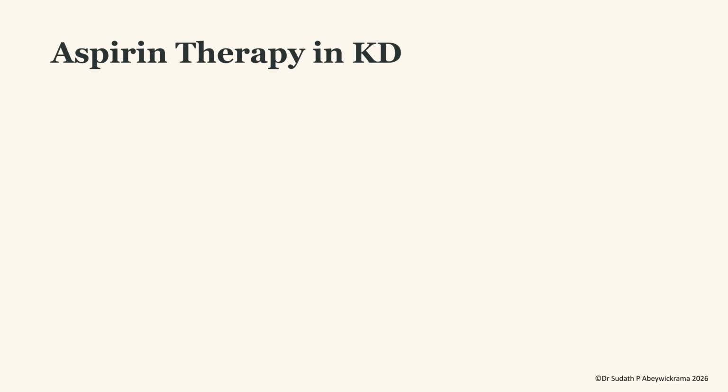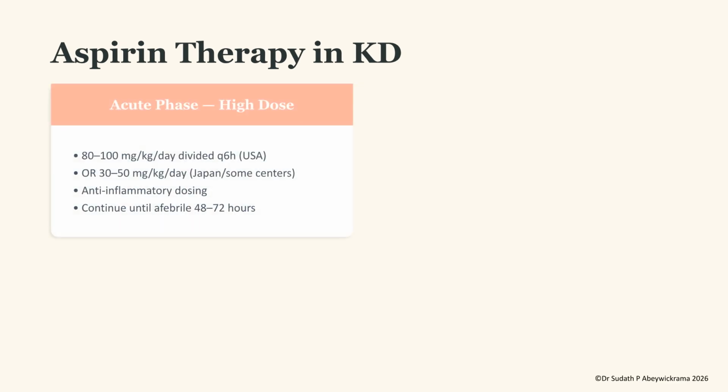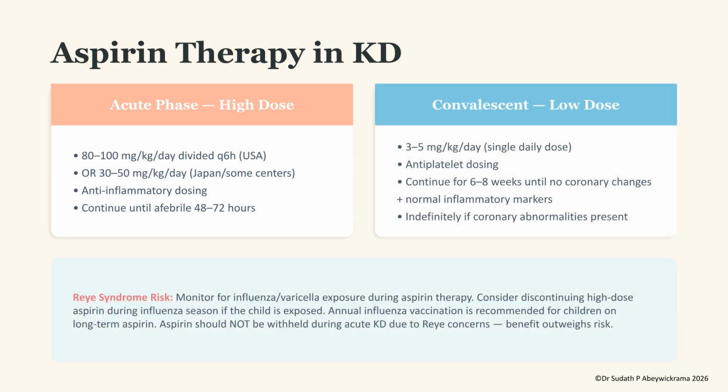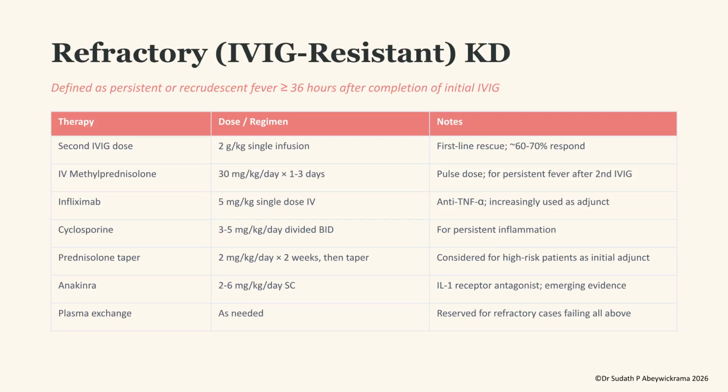Aspirin therapy is given in 2 phases. High-dose aspirin is used in the acute phase for its anti-inflammatory effects. Low-dose aspirin is used in the convalescent phase for antiplatelet activity, continued until coronary changes resolve, or indefinitely if abnormalities persist. Refractory Kawasaki disease is diagnosed if fever persists or recurs 36 hours after initial IVIG. These cases require additional, specialized treatment strategies.